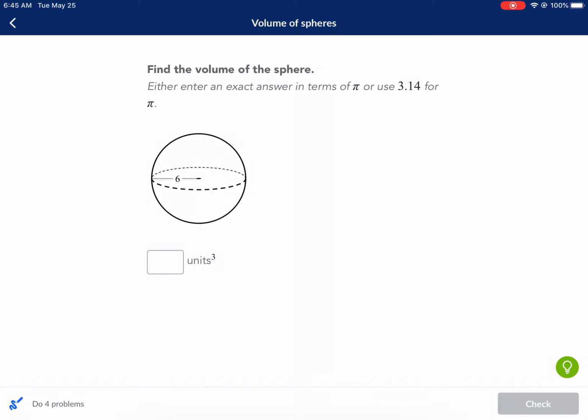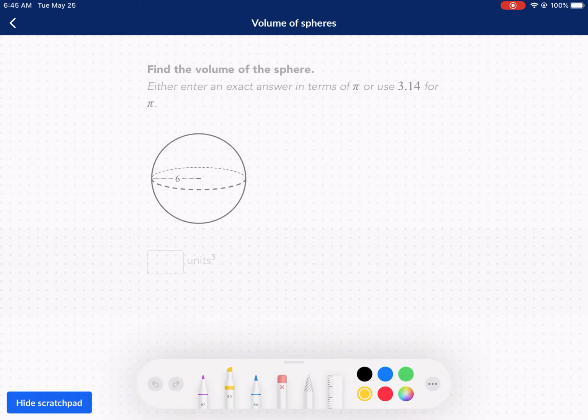Hi everybody, this is Mr. West. We're doing a Khan Academy exercise on volume of spheres. This tutorial will teach you how to do it. Let's get started. So first off, we're asked to find the volume of the sphere, this one, okay?